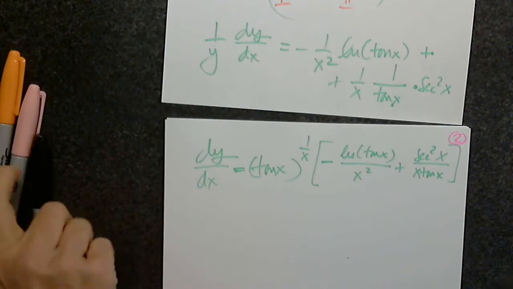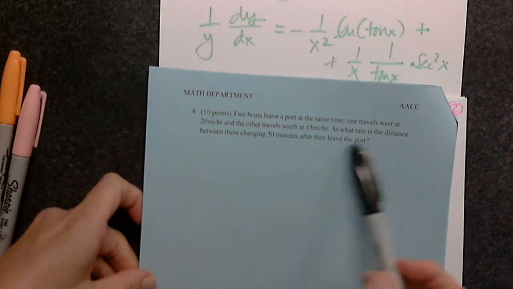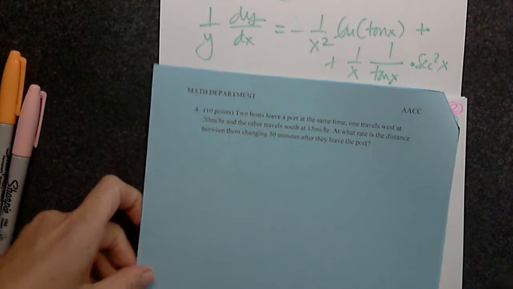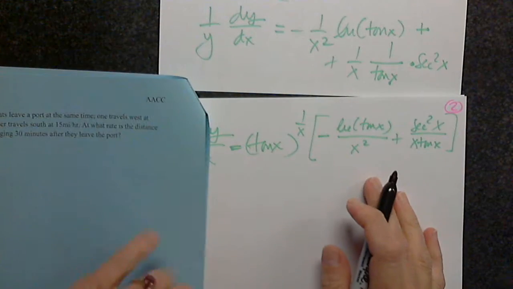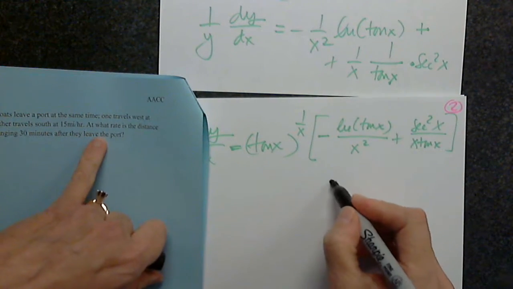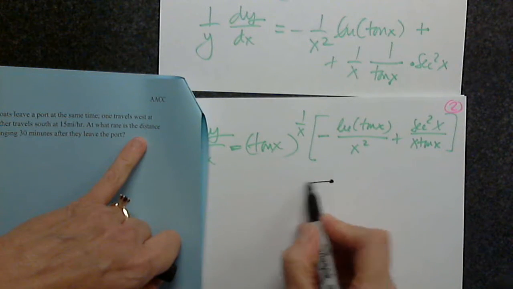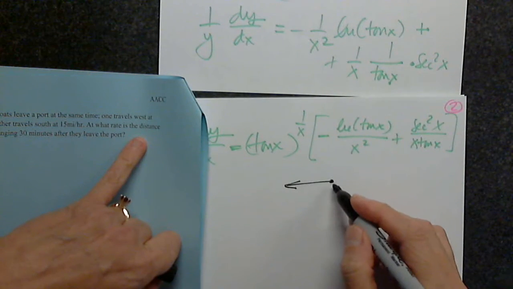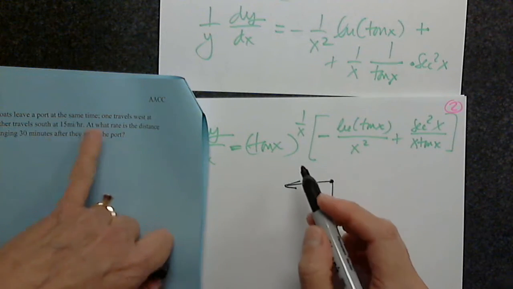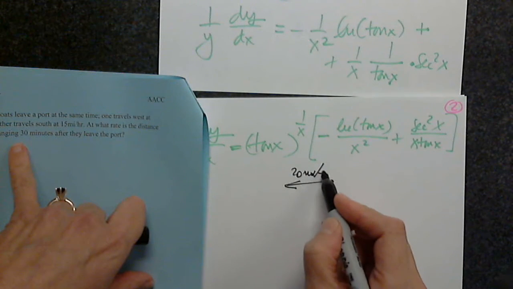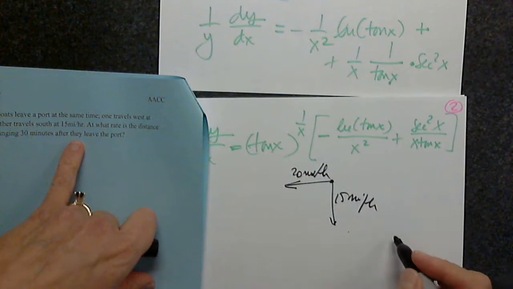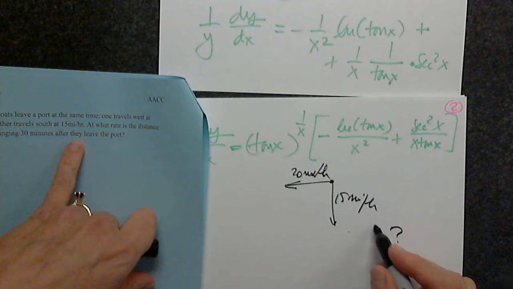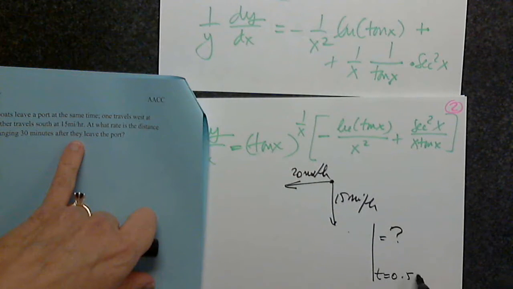Okay, so first, remember to read the problem at least twice. It says they leave from the same port at the same time. One travels west and the other one travels south. This one travels at 20 miles per hour, and this one at 15. And whatever we are asked to determine is when t equals 0.5 of an hour.